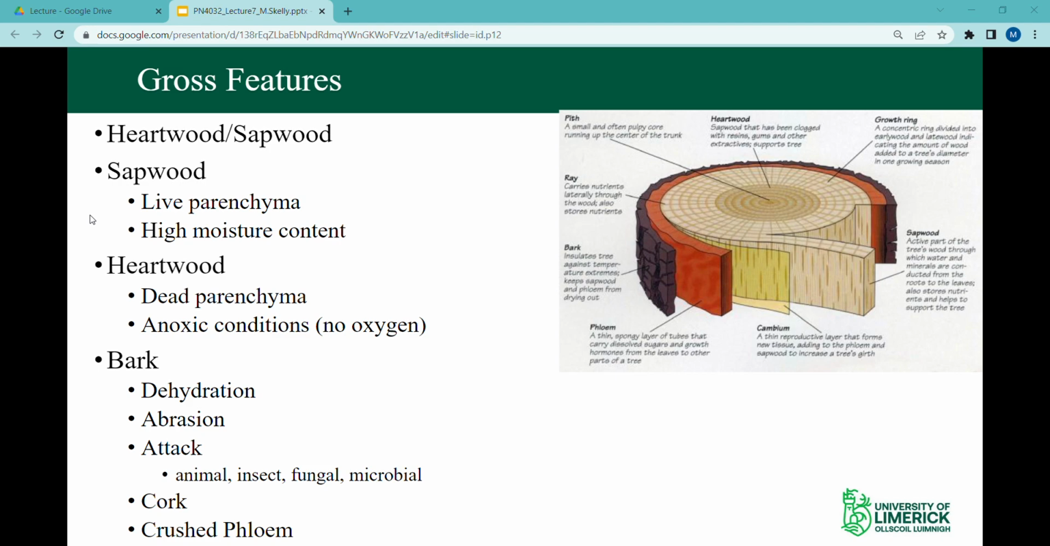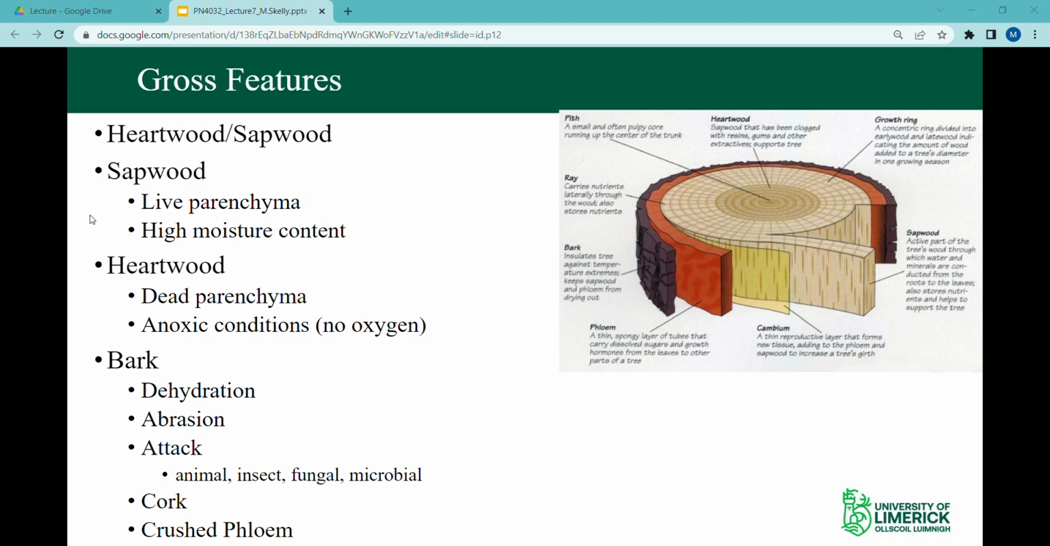Within our sapwood, it's the more wet area of the tree because it's transporting all the materials up and down the tree, giving it a chance. We will have more parenchyma cells, which we know are also called medullary ray cells, transporting the materials across the cross section of the tree towards the heartwood, allowing for healthy growth and healthy structure within the tree itself. And then we start to look a little bit at the bark. So bark, we've got dehydration, abrasion, attack.